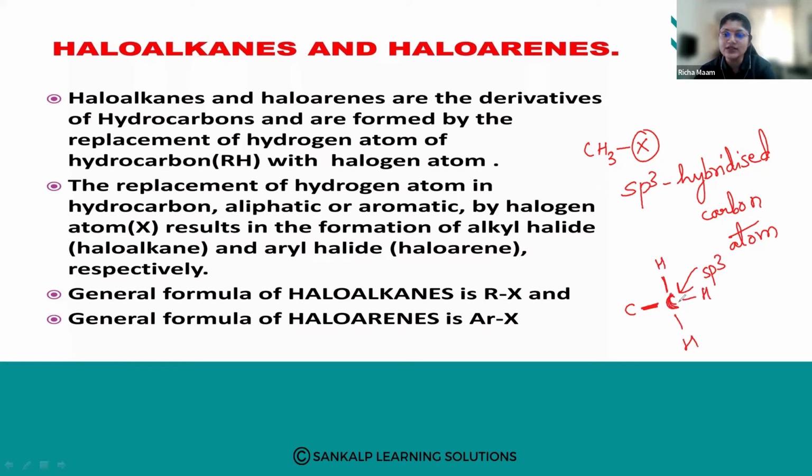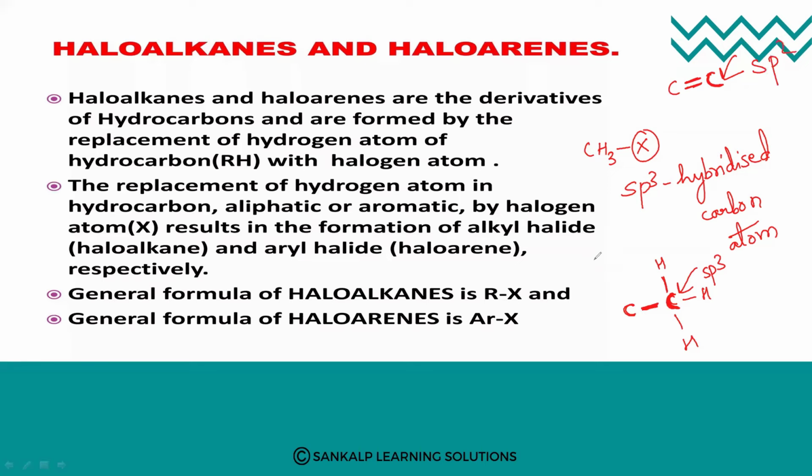So this carbon, when we are checking the hybridization, is sp3 hybridized because it is connected to another carbon or other atoms by a single bond. Now, when you have a double bond carbon and I want to check its hybridization, this carbon has a double bond. So it is sp2 hybridized.